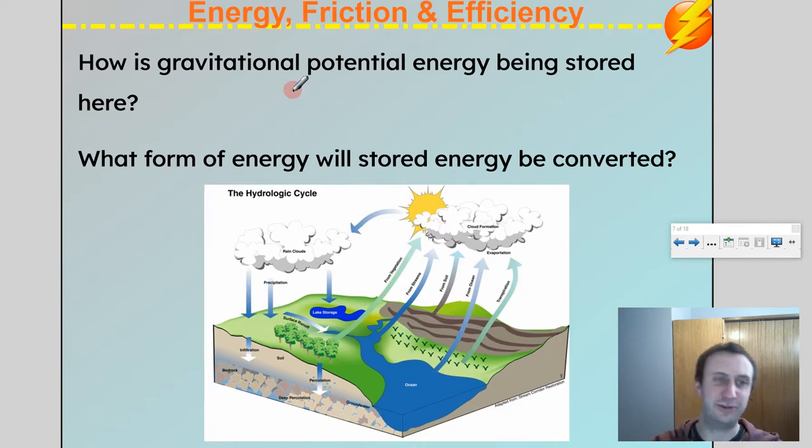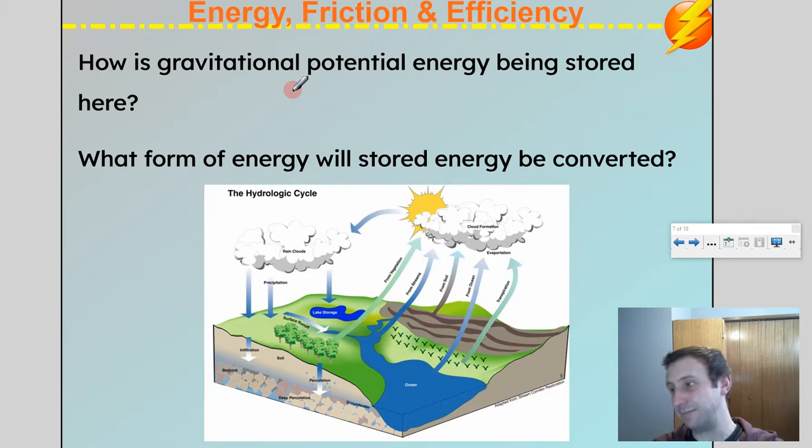So, kind of an application of this. How is gravitational potential energy being stored here? And what form of energy will stored energy be converted to? So the whole idea here is that we have the water cycle, a lot of water evaporating from different things, like from vegetation by transpiration, from streams, from oceans, from the soil, all sorts of places the water's coming from to make clouds. And of course, when we have the clouds, the water is all gravitational potential energy, because it's up high in the clouds.